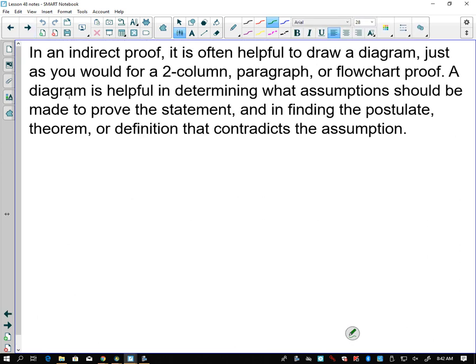In an indirect proof, it's often helpful to draw a diagram so that we can see these types of things. An indirect proof may be something like, if we're talking about a point not on a line, one of the things that we looked at is that the shortest distance between a line and a point not on that line is a perpendicular line that connects them, right? So if I wanted to prove that indirectly, I might try to create other lines and look at their distances and then show that the perpendicular line's distance is actually shorter than all of the other distances.